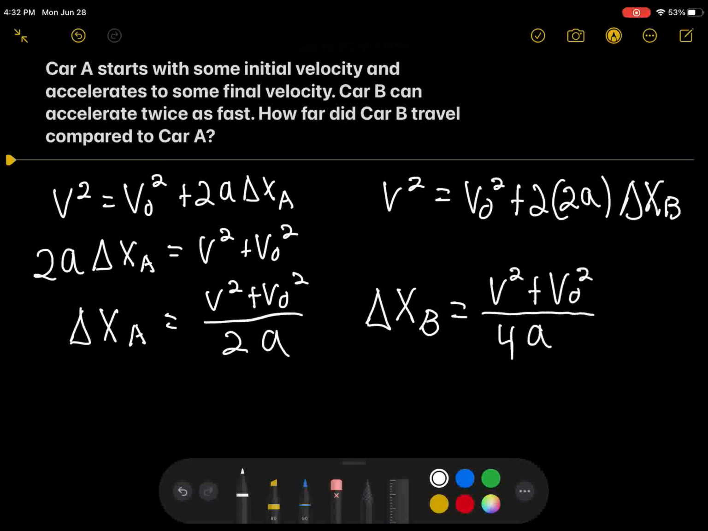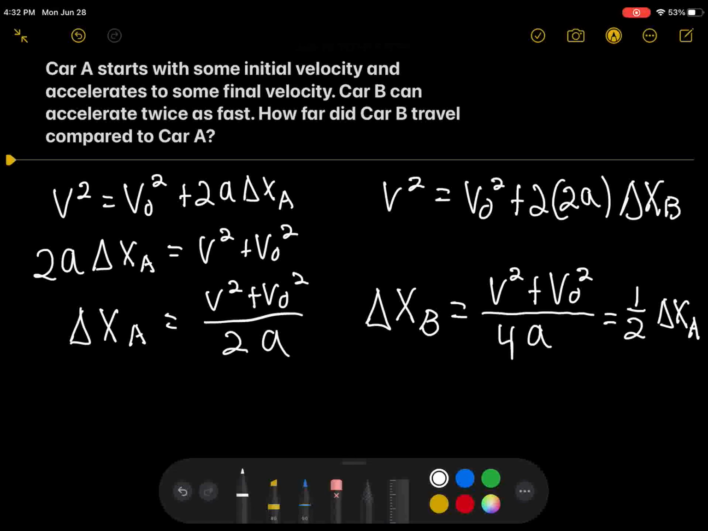So if we just compare the distance that it took for car A to accelerate to car B to accelerate, there's only a difference of an extra 1/2. So actually just x sub b would be a half of the distance of x sub a. And there you have it.